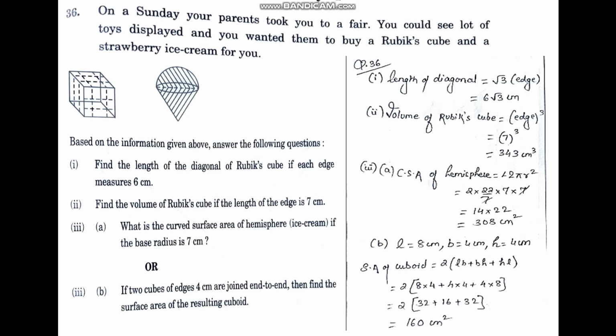Surface area of cuboid, we know that it is 2 times (LB plus BH plus HL). And when we are substituting the value, we are getting 160 centimeter square.